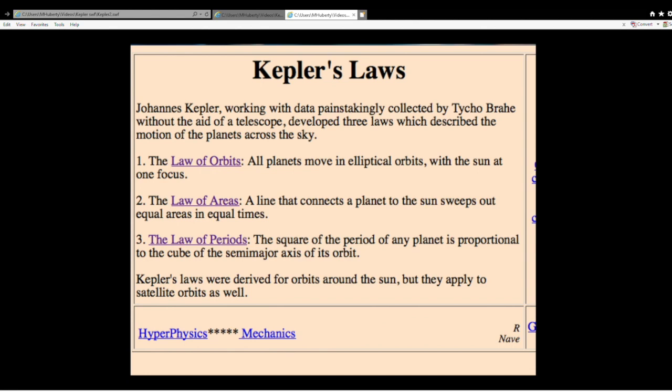Kepler's third law of planetary motion is that the square of the period, in other words, how much time it takes for the planet to go around the sun once, so the square of that is proportional to the cube of the semi-major axis of the orbit. Okay, well, what are we talking about there? The semi-major axis of the orbit, if you recall, the semi-major axis for an ellipse is just half of that distance across the major axis, across the center there.